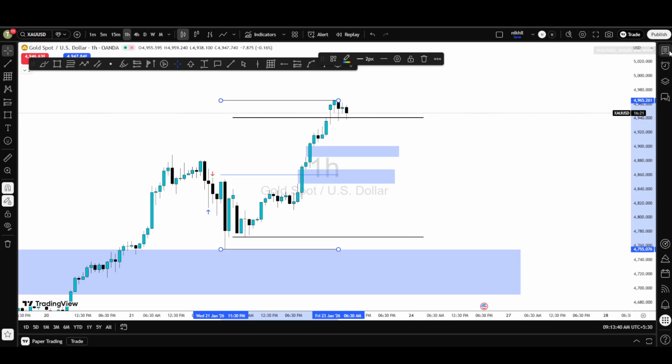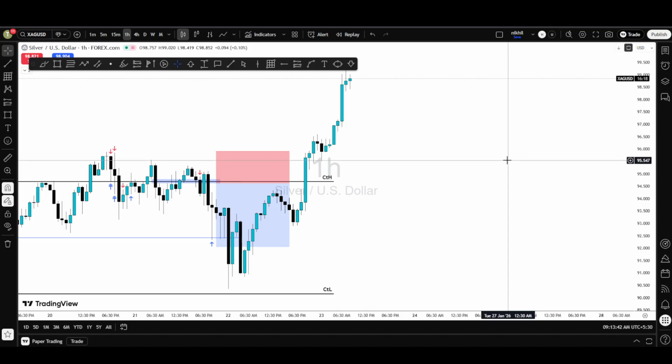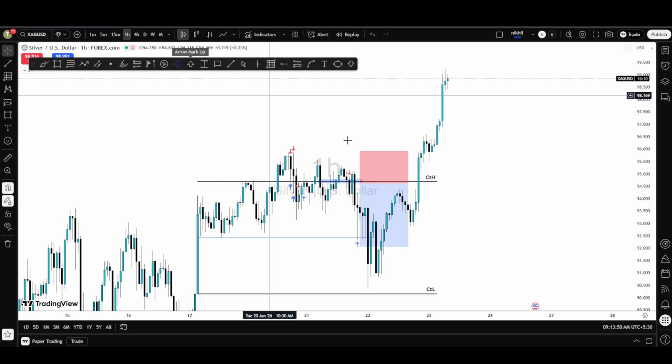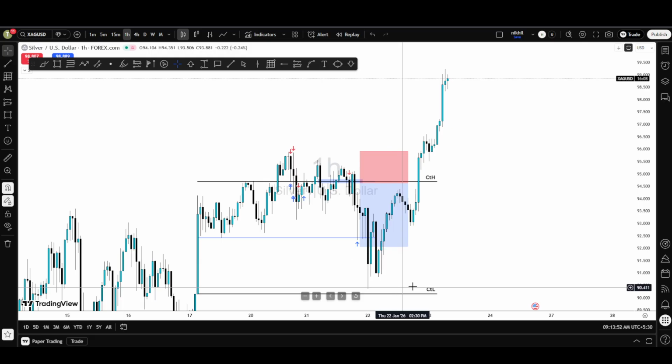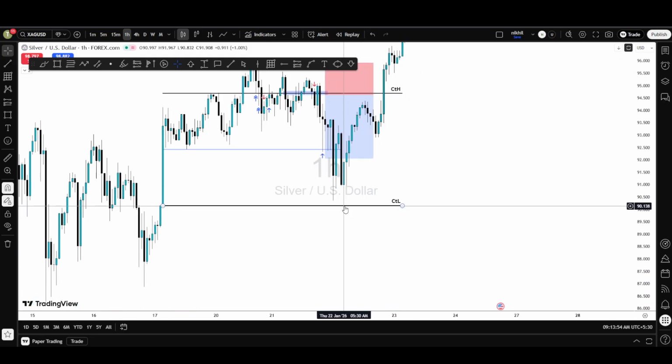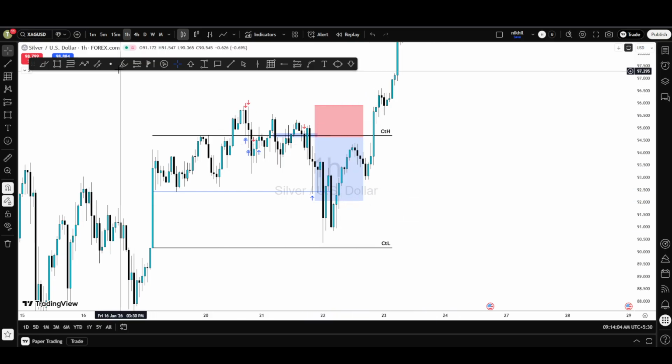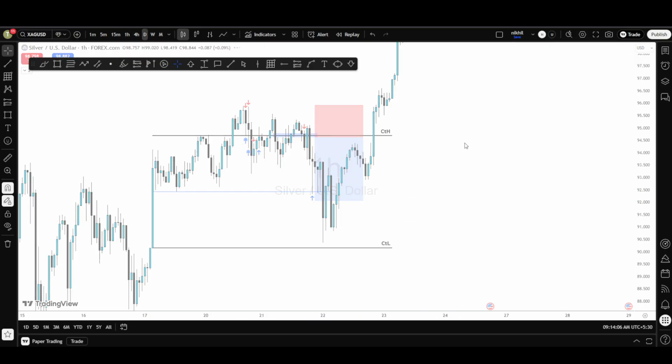Now let's look at silver. For silver, that day I took a short trade based on the same intraday strategy, but I was expecting this to touch this low, but obviously what you expect doesn't always happen in the market. So I booked some of my profits around 1:2 risk to reward ratio, and from there price just reversed.